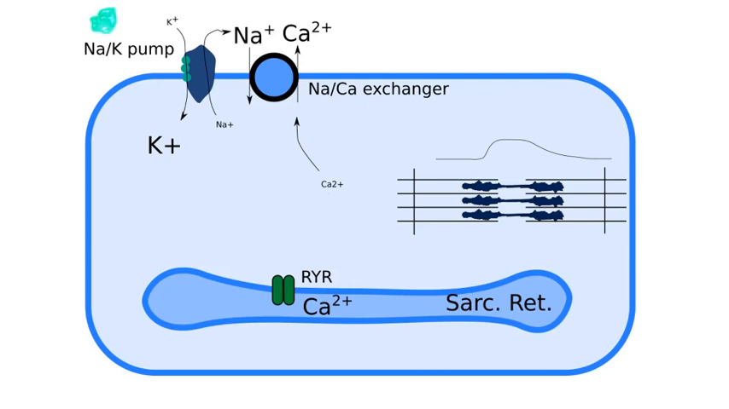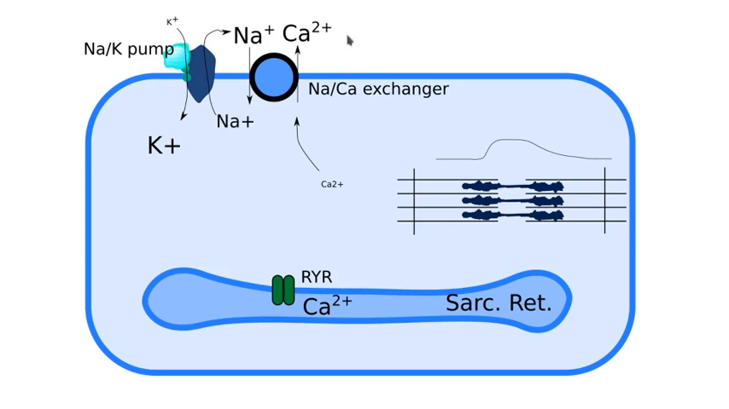Now let's see what happens when we add digoxin. Digoxin binds to the sodium-potassium pump, and specifically it binds to the potassium binding sites. And what that does is it stops the sodium-potassium pump from doing its job as effectively. The result of that is that the intracellular levels of sodium start to rise.